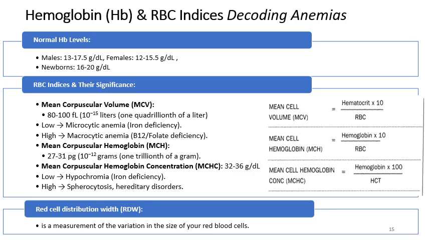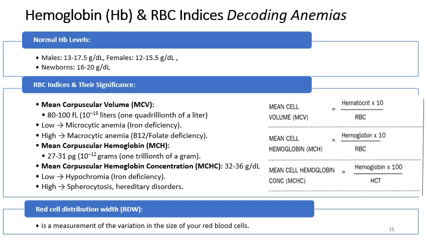So the normal hemoglobin level is between 13 and 17.5 for the males, and between 12 and 15.5 grams per deciliter for the females, and the average of them is 15. And for the newborn, the level is much higher. It's about 16 to 20, and sometimes in some literature 22.